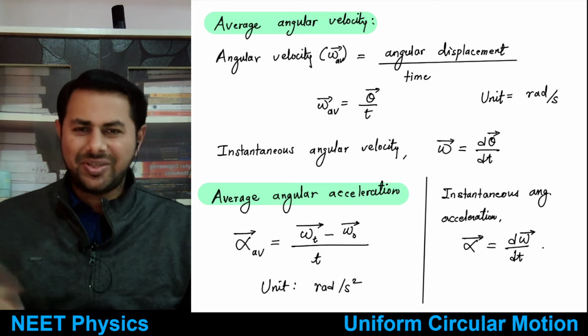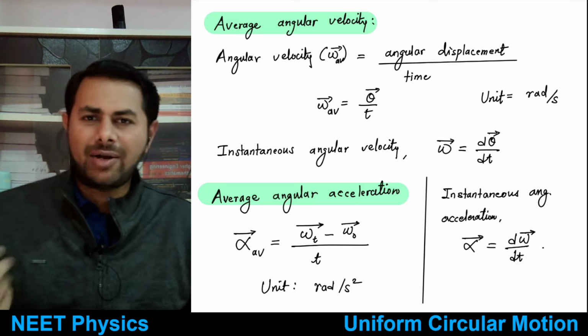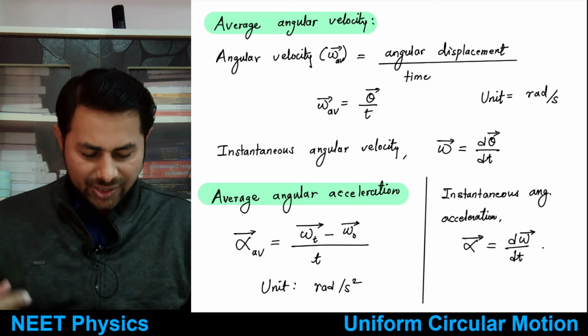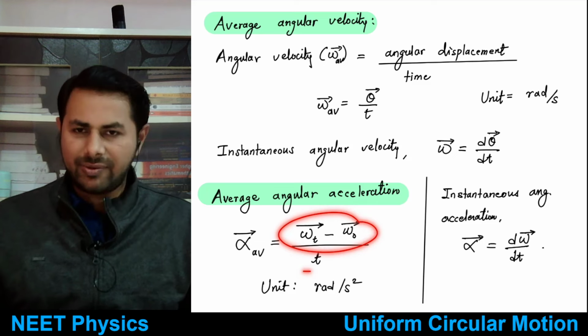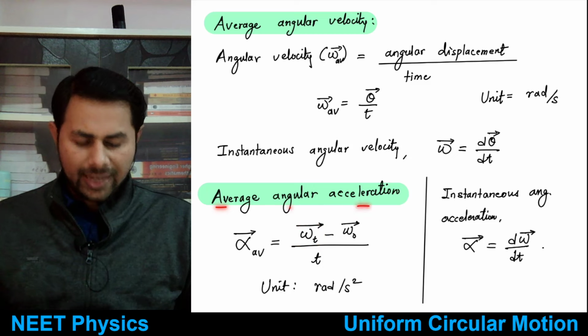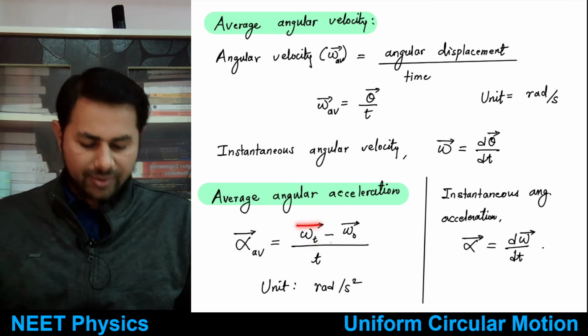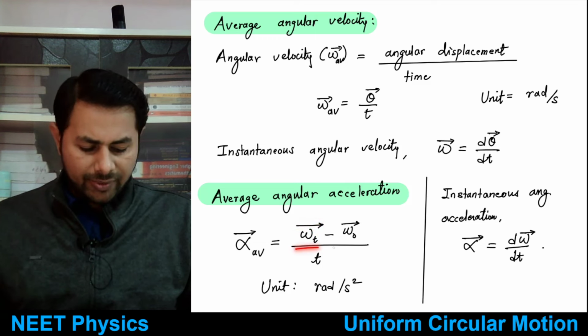Now what is linear acceleration? Change in velocity divided by time. So what would be angular acceleration? It is just change in angular velocity divided by time. Suppose omega naught is the initial angular velocity at time t equal to 0, and omega t is the angular velocity at time t. So what would be the average angular acceleration? It is omega t bar minus omega naught bar, divided by time.